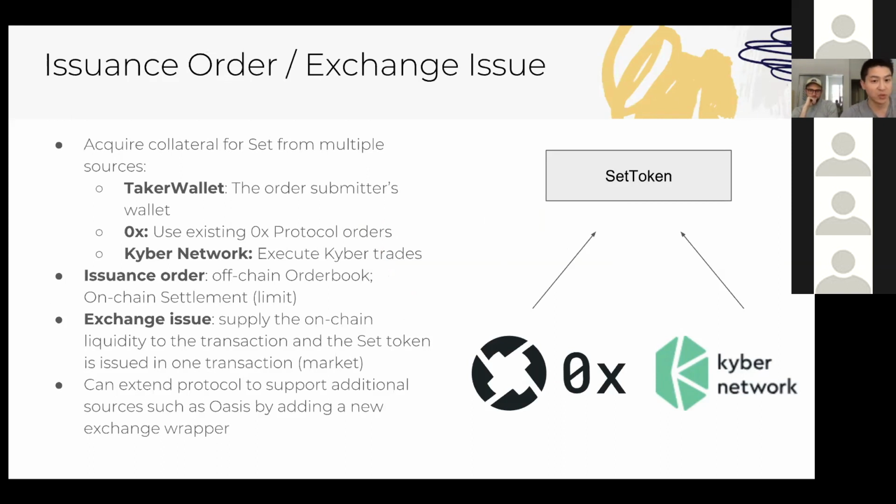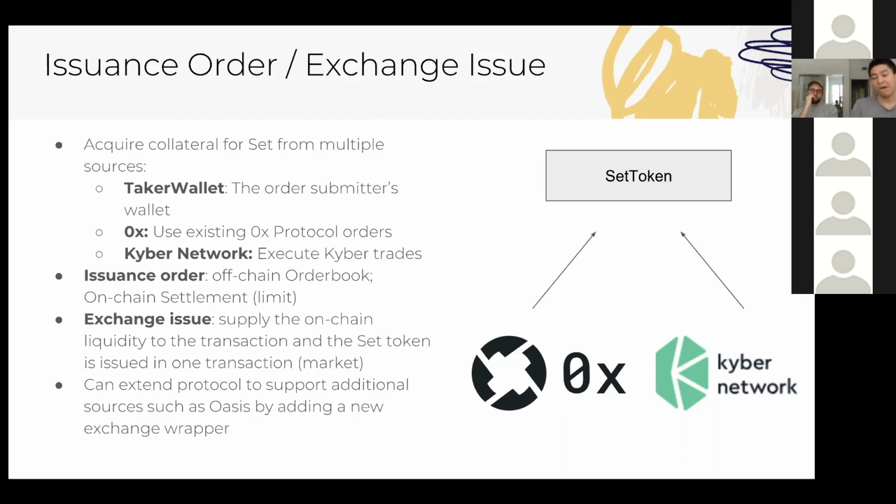You can think of the issuance order as analogous to some kind of limit order, and this basically follows the 0x protocol, their method of off-chain order book and on-chain settlement. So a user would say, hey, I have one Ether and I want this much of a particular set, and that set being made up of A, B, and C, you would declare basically, this is how much A, B, and C I need.